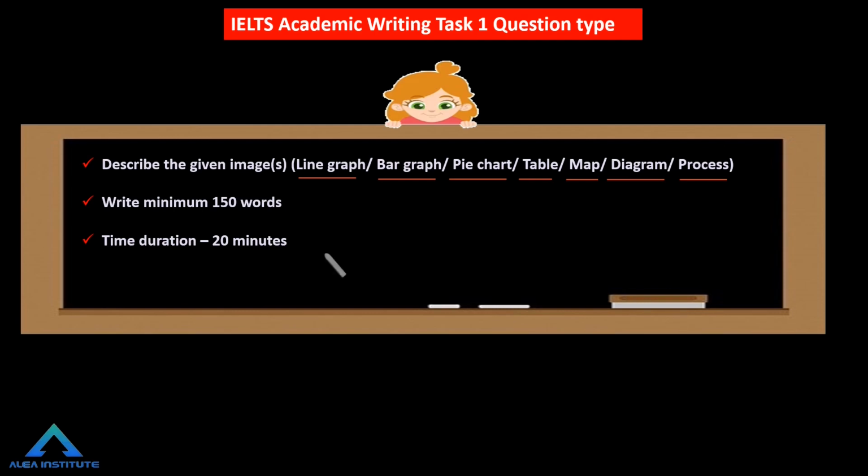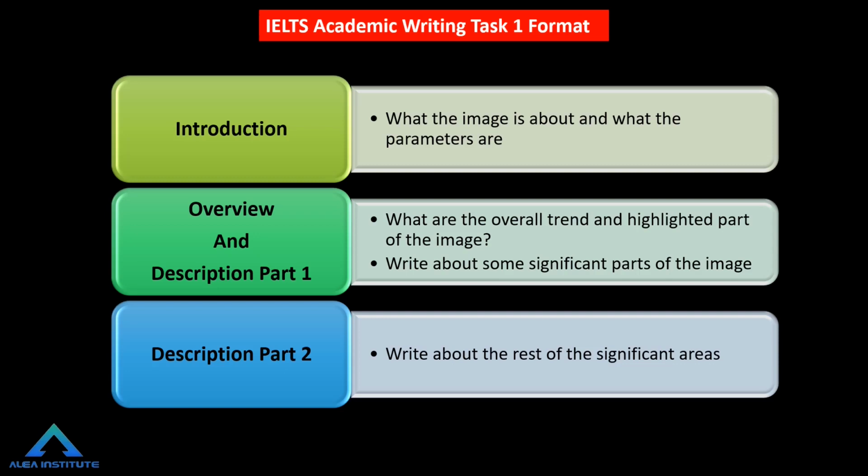Now, if we look at the format, it should be divided into minimum 3 paragraphs. First one is introduction, where we will write what the image is about and what the parameters are. Then, in the next paragraph, we will write the overview of the image and the description, paragraph 1, would be included. In this paragraph, we will start with the overall trend and highlighted part of the given image, and then we will write about some significant parts of the image.